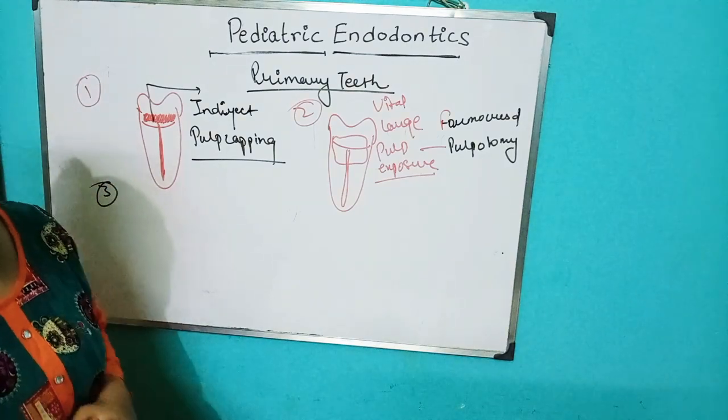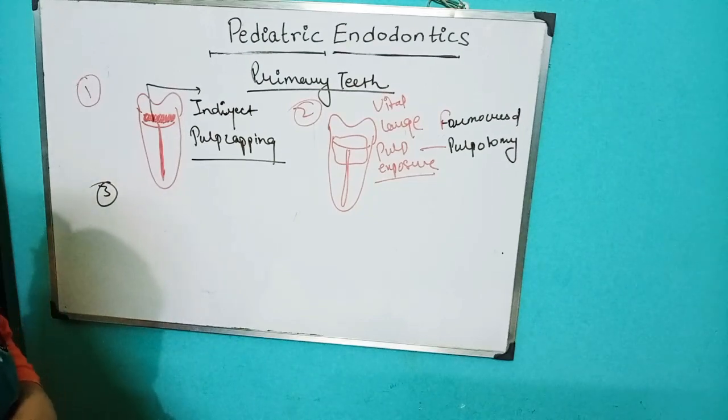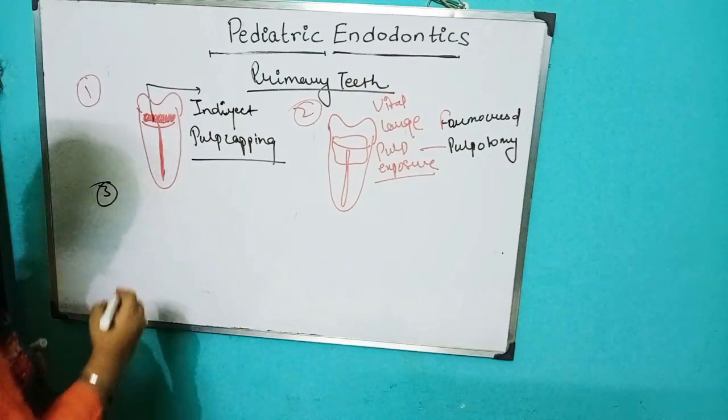Now come to your third condition. What is the third condition? Pulpless tooth with 2/3 root strength available.